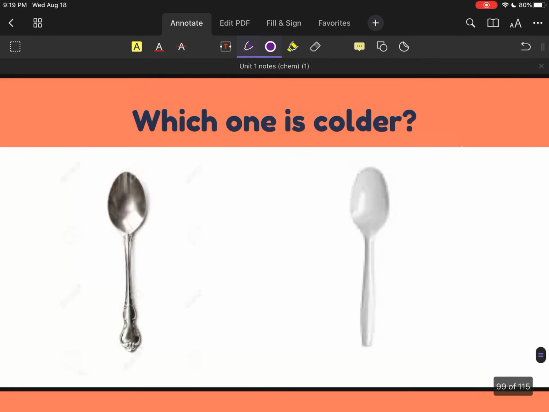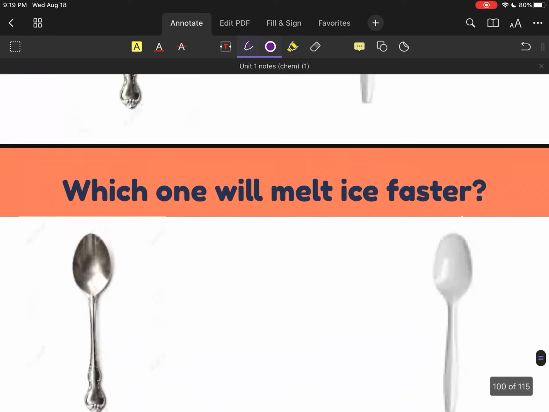This is a little thing we'll do in class, but you can probably just think through this. Or if you're at home and you have a spoon you want to go grab, if I held out a metal spoon and a plastic spoon and asked you to say which one is colder, and you felt them, you might notice that the metal actually feels colder than the plastic spoon.